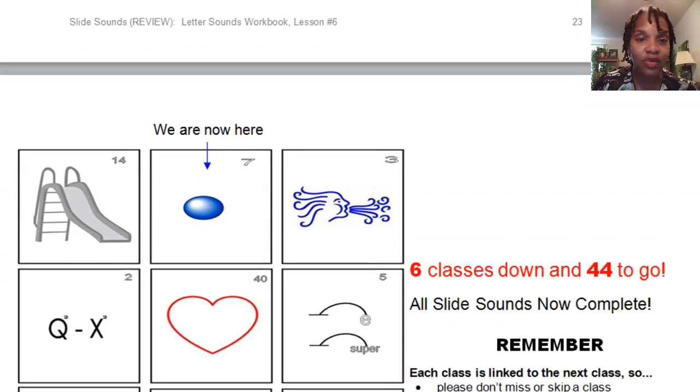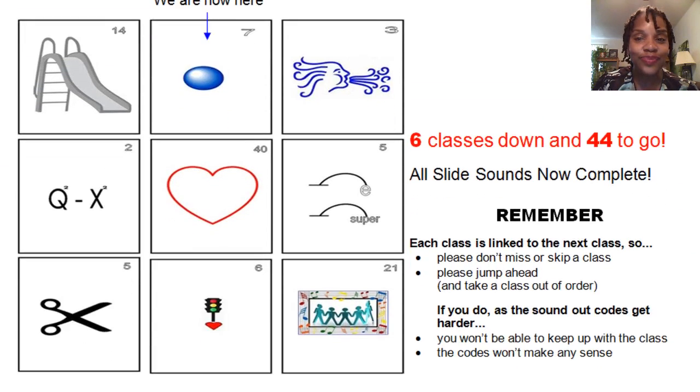Moving right along. All right, so this is where we are now. We have just completed all 14 slide sounds, right? And we've talked about the five special slide sounds, the taste sounds, right? So in our next class, we're going to be right here. We're going to start on class number 7, and we're going to learn something called bounce sounds, right?